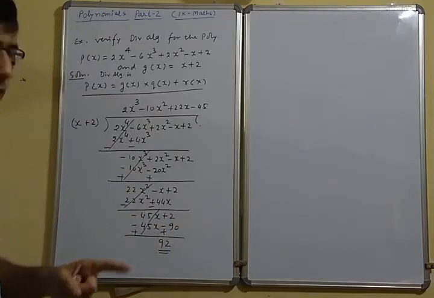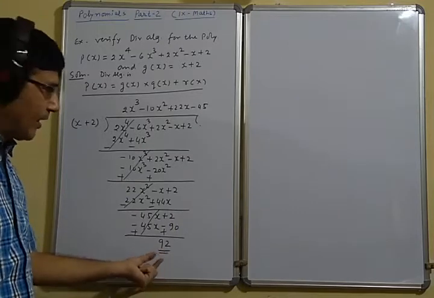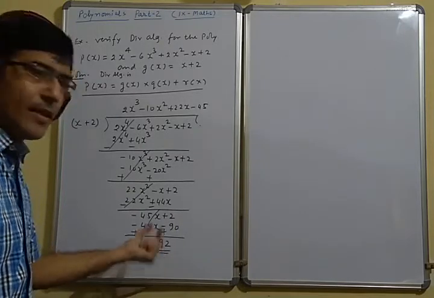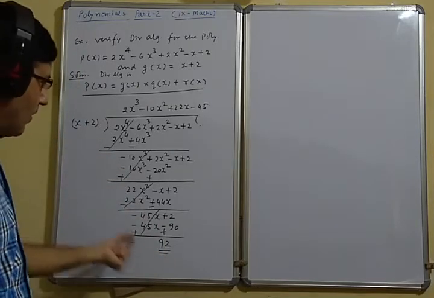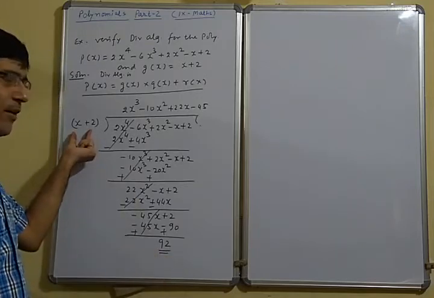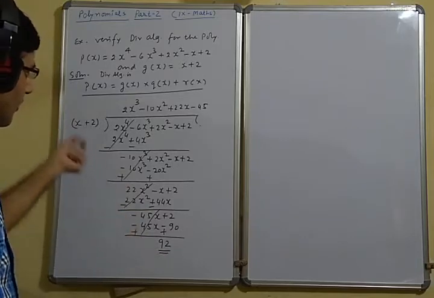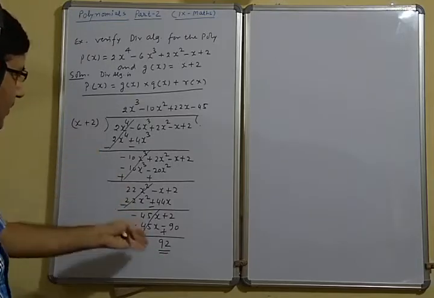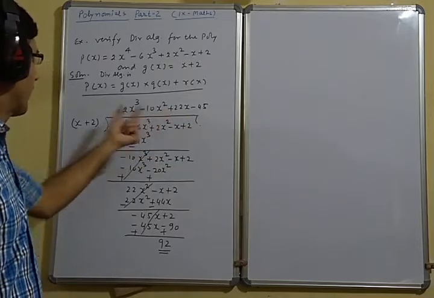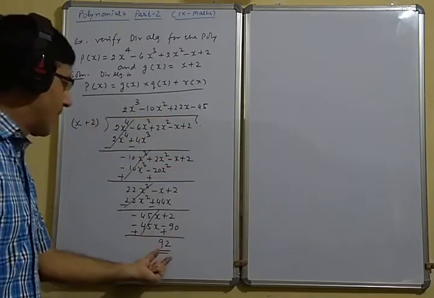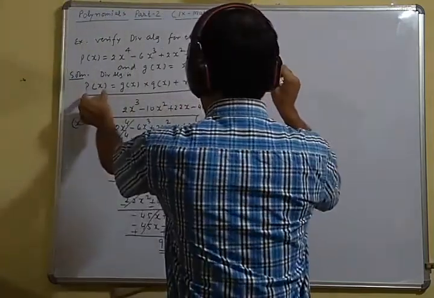So the first point that we have to check is the degree of the remainder. The remainder is a constant, so its degree is 0, and the degree of g(x) is 1. So the degree of the remainder is less than the degree of g(x). This is the first point you must know. Now it is verified, and now we will verify the division algorithm. So this is the quotient, this is the divisor, and the remainder is 92.